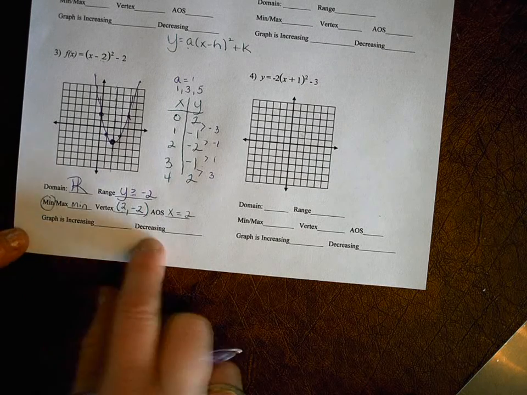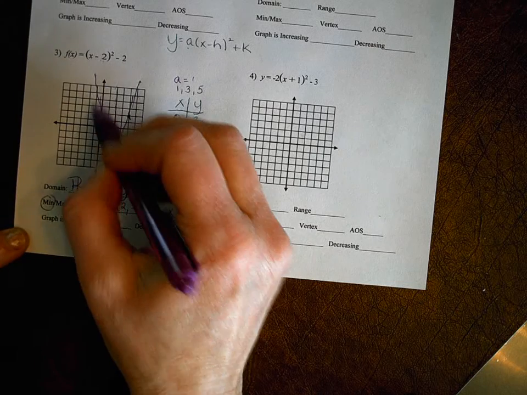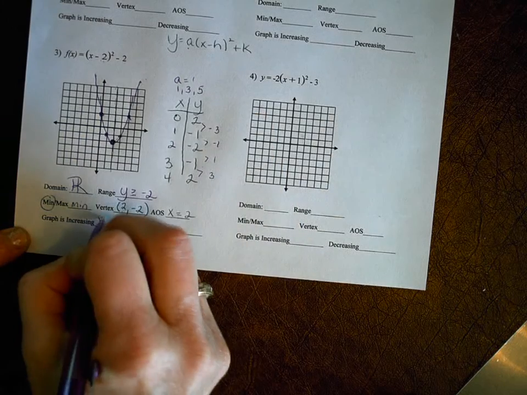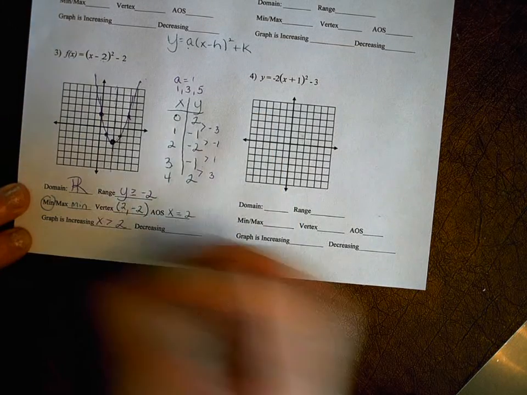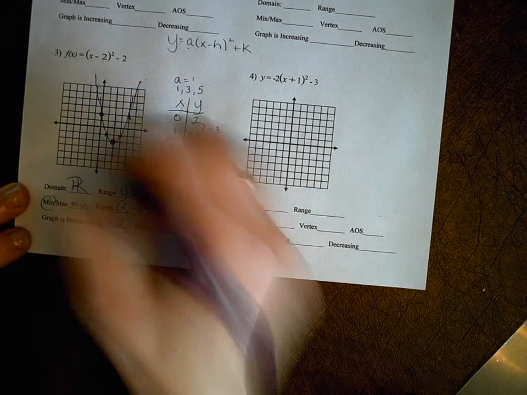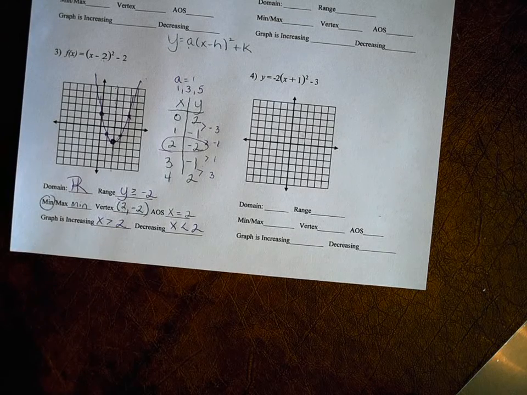Okay, this is where you guys were having some problems, increasing and decreasing. So this graph is actually going down and up. So it's increasing over here when x is greater than 2. Not at 2 because that's that minimum point, and it's decreasing when x is less than 2. Okay, so we're going to do one more.